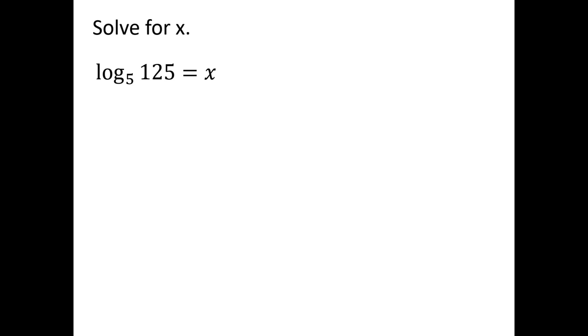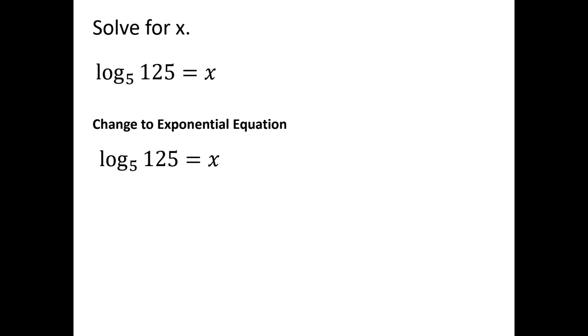So the way I do this is to change it to an exponential equation. I look at the log and I see that this log, its base is 5. So my exponential function also has to have a base of 5. So that's what I'll do. The base of my exponential is base 5. And because they're opposites of each other, this is what I do.